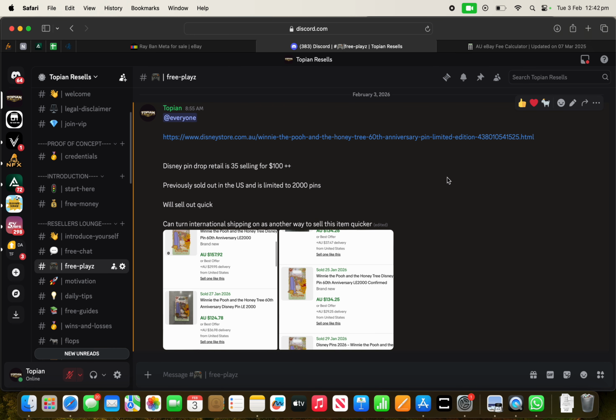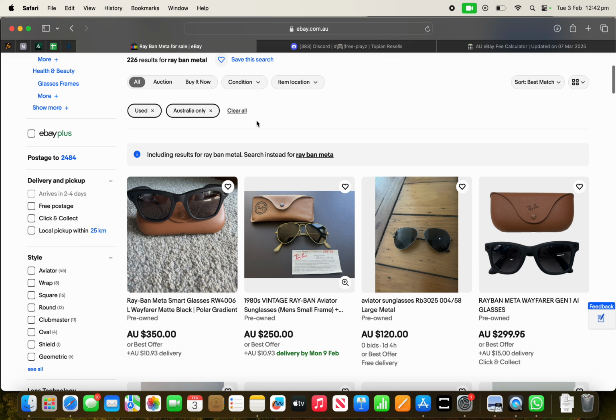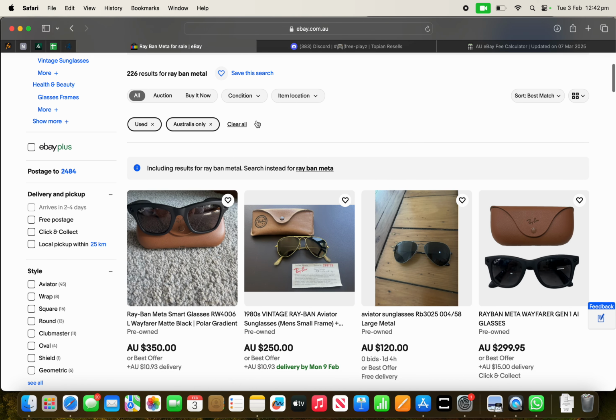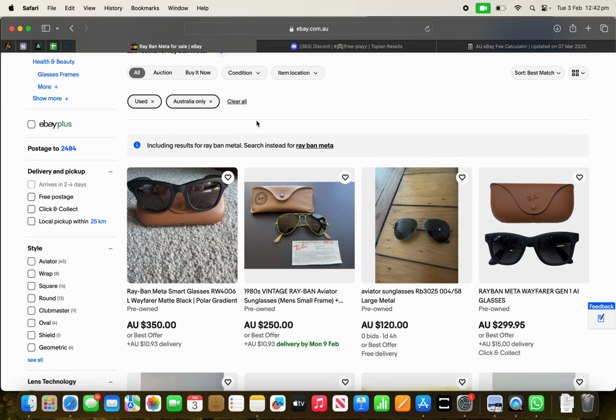So, first thing, let's say you had a pair of Meta Ray-Bans sunglasses. I'm just using this as an example, so don't worry about it. It's literally just an example. Now, say you have somehow found a way to get these for $200, and they are a Gen 1 Wayfarer Ray-Ban Meta glasses, Gen 1. Okay, so you go onto eBay, you categorize it to Australian only in used condition.